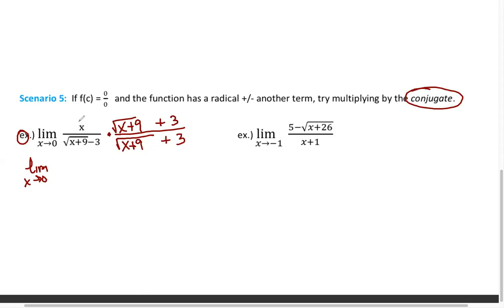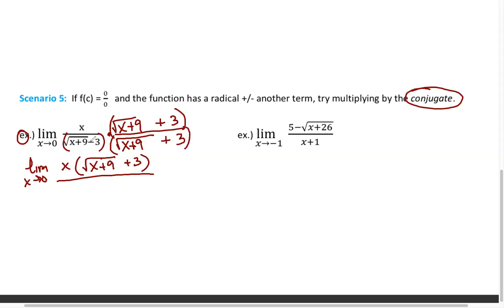We have this x here times, and I'm going to put this in parentheses to help. So we have x times the square root of x plus 9, and then the square root ends, and then plus 3, all over. Now, with these conjugates here, it's kind of like the difference of two squares. This would be like a FOIL, right? Where I'd have first, outer, inner, last.